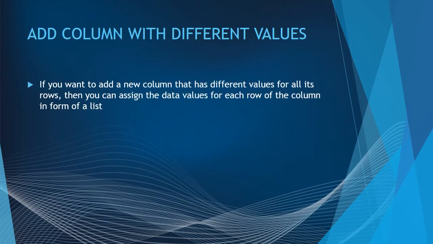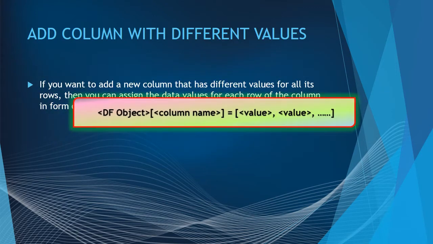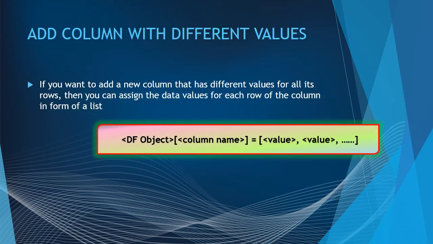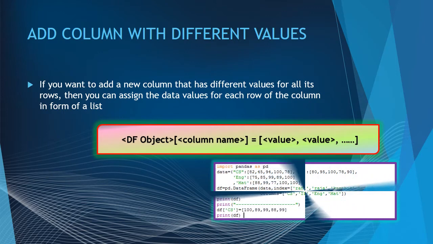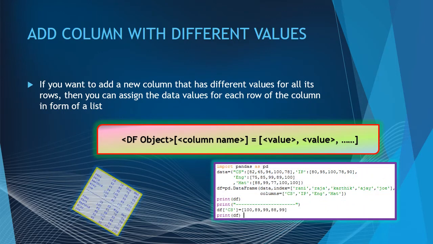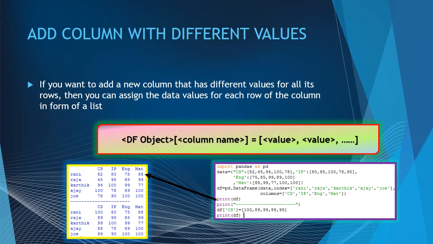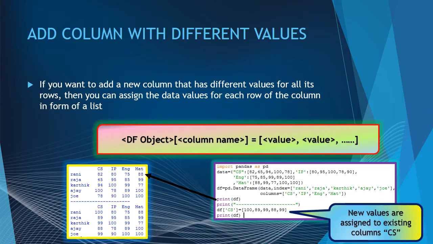If you want to give different values when adding a column, use the formula: data frame object, square bracket, column name, equal to values separated by commas and enclosed by square brackets. You should give a list of values. Here the data frame is given and df of cs, the cs column values, the new values are 189, 99, 88, 99. So it changed the old values. You see in the output screen it is changed into the new values as given.